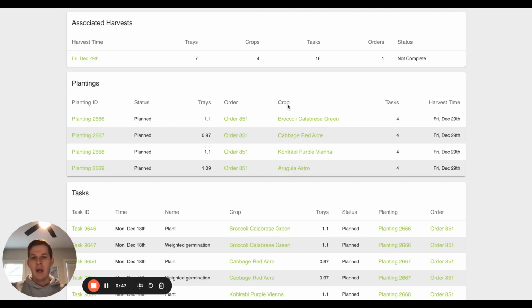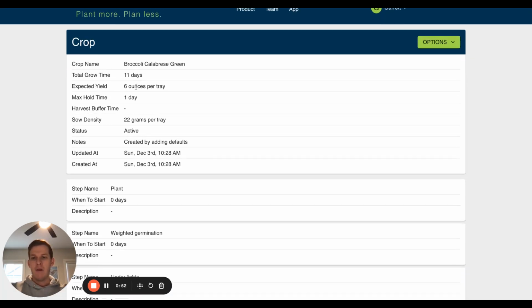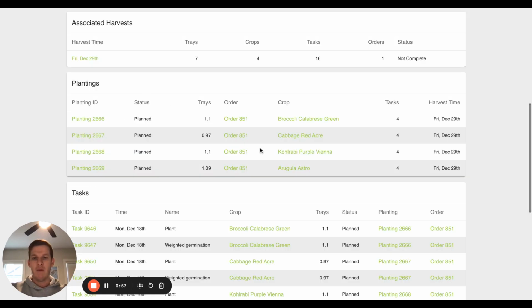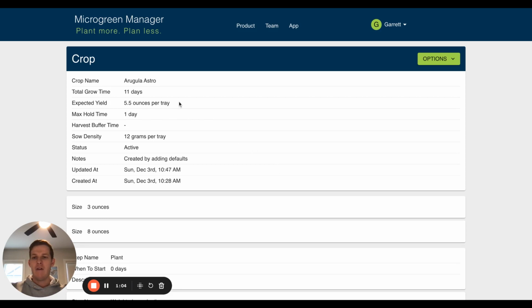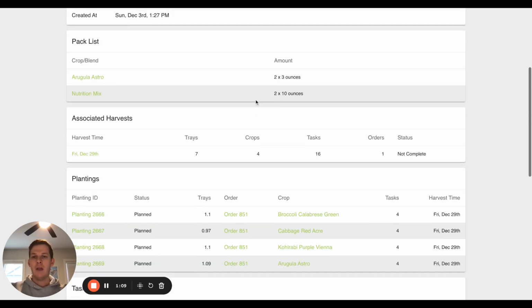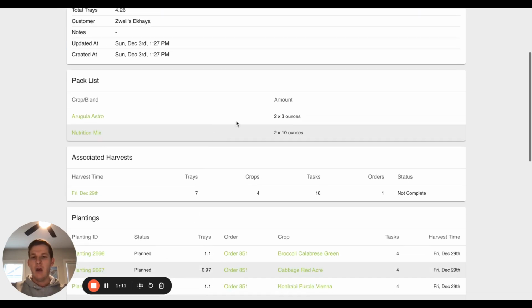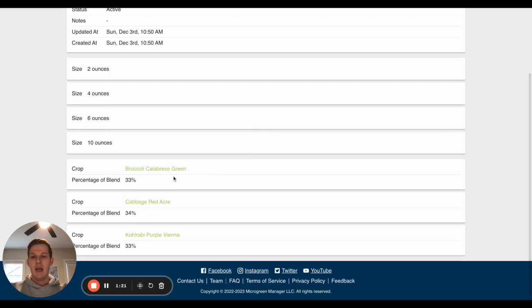arugula order. Now, as a reminder, when you made the crops, you gave them an expected yield. The average yield per tray, in this case, is 6 ounces per tray for the broccoli, 7 ounces for cabbage, 6 ounces for kohlrabi, and 5.5 ounces for arugula. So what the software is doing in this order is it's saying we need a certain amount of each crop to fulfill this order.